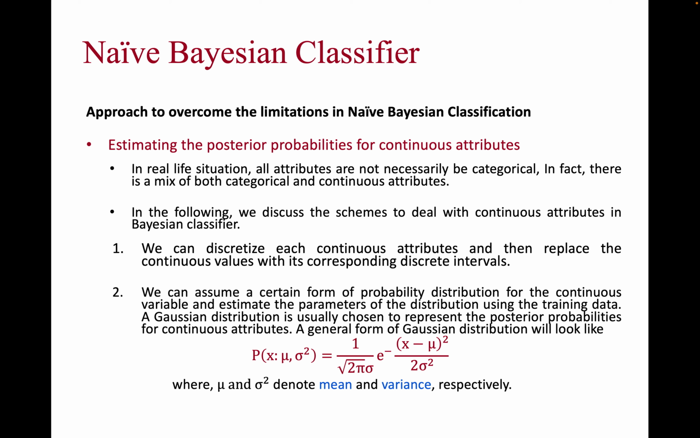Approach to overcome the limitation of naive Bayesian classification: estimating the posterior probabilities for continuous attributes. In real life situations, all attributes are not necessarily categorical. In fact, there is a mix of both categorical and continuous attributes. In the following, we discuss the schemes to deal with continuous attributes in a Bayesian classifier. We can discretize each continuous attribute and then replace the continuous values with the corresponding discrete intervals. We can assume a certain form of probability distribution for the continuous variable and estimate its parameters.